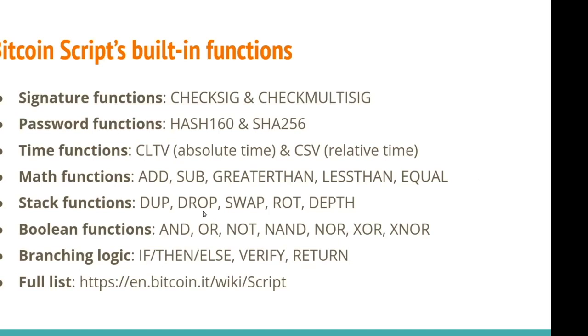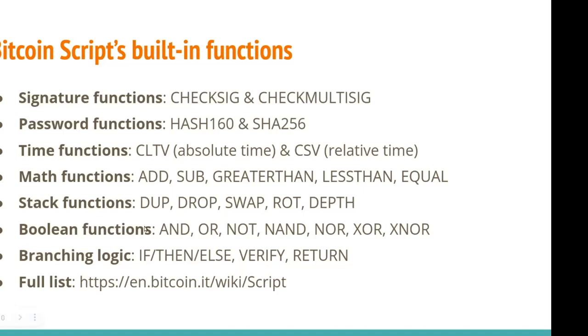And in Bitcoin, everything goes onto a stack. When you use a Bitcoin script, all of your functions are on a stack, and all of the inputs to those functions also are on a stack. So everything uses arrays. And then we've got Boolean functions: and, or, not, NAND, NOR, XOR, and XNOR.